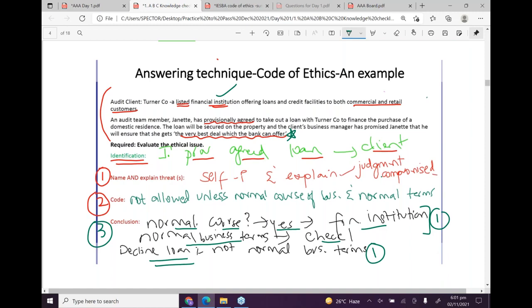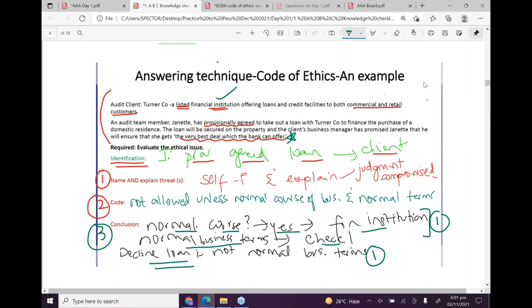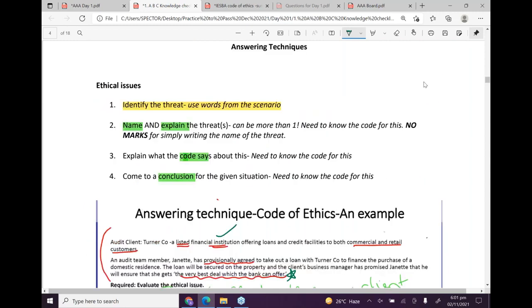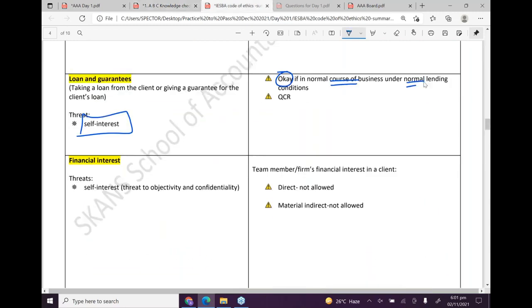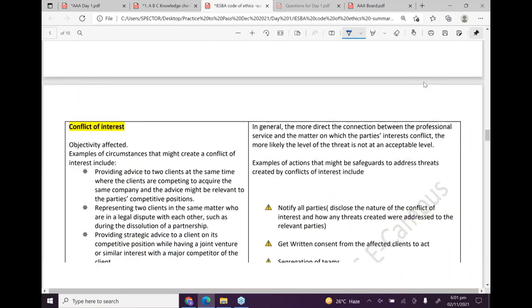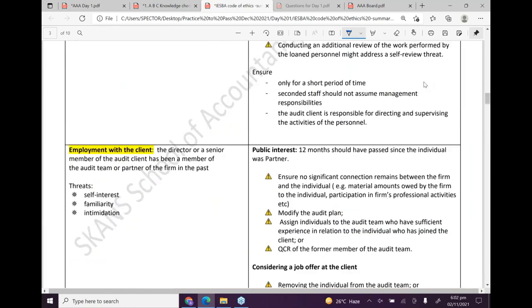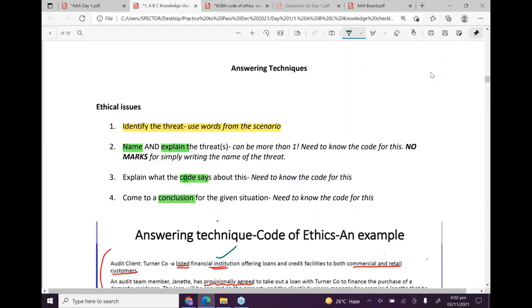So 4 marks for commenting on the ethical issue. I'm going to scroll back up. Remember, in scenarios where there's more than one threat, you get separate marks. So for employment with the client, you get 3 separate marks for explaining each separate threat.